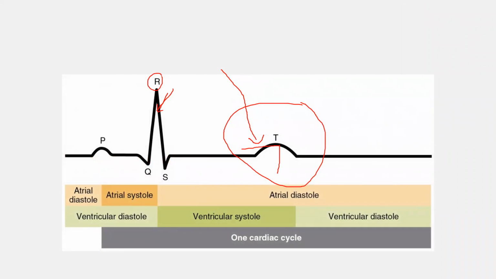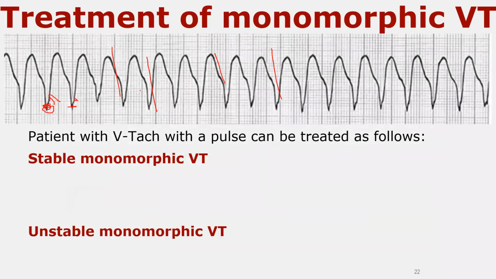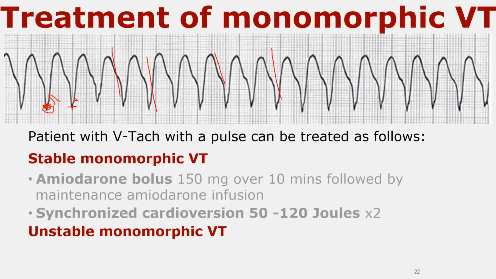That is the reason why when you cardiovert somebody, these points right over here are going to light up to indicate that the machine is sensing the tip of the R waves.